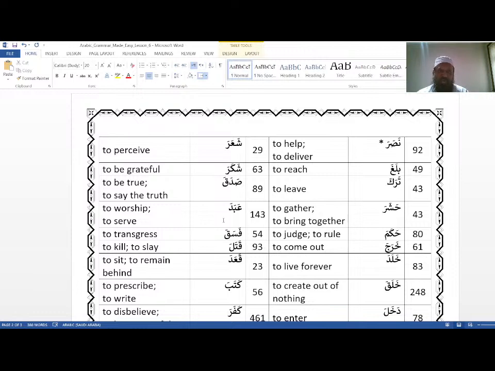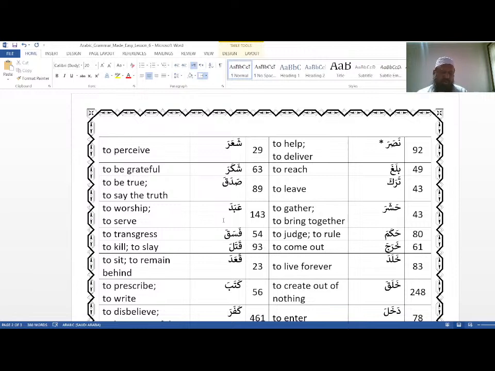لا أعبد ما تعبدون ولا أنتم عابدون ما أعبد ولا أنا عابد ما عبدتم. Here we have this siga عبدتم. ولا أنا عابد ما عبدتم ولا أنتم عابدون ما أعبد لكم دينكم ولي دين.